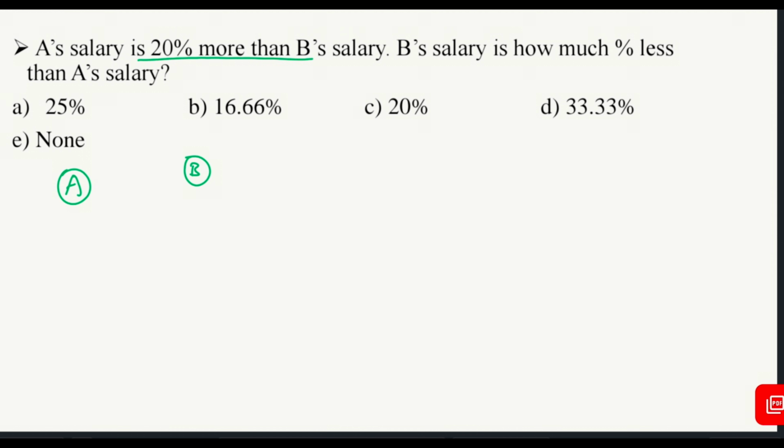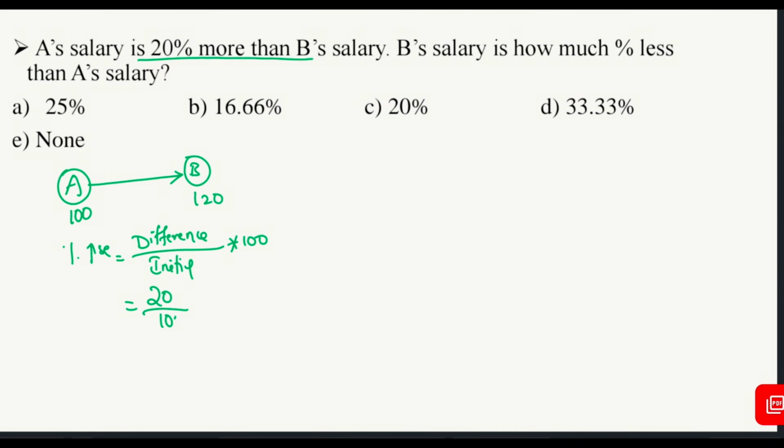A to B, 20 percent, 100 to 120 is the percentage increase. How much percentage increase? It's nothing but the difference by initial into 100. Difference equals 20, initial value equals 100, into 100. How much percentage is increased? 20 percent is the increase, 100 to 120.